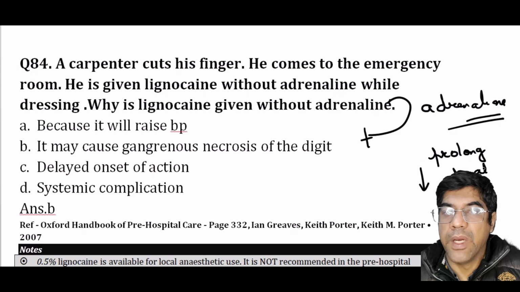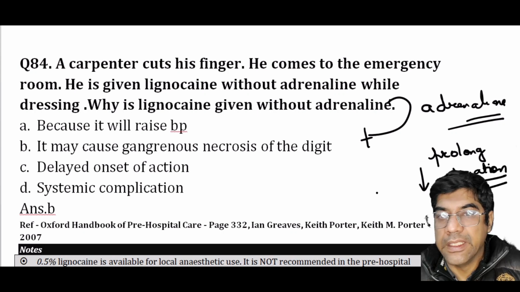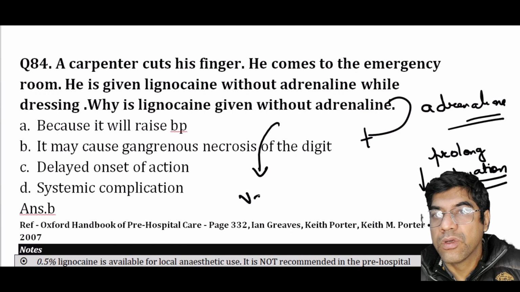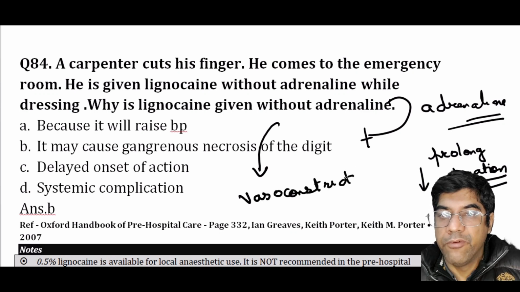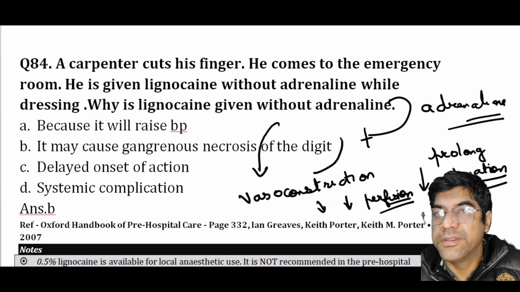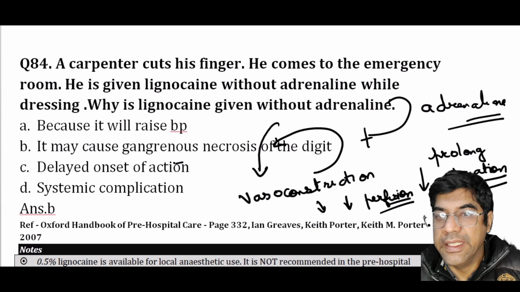By reducing the blood flow at the site of injury. So while lignocaine with adrenaline is commonly used, injecting it into the digits like the fingers can lead to vasoconstriction. That would result in a reduced perfusion and cause gangrenous necrosis of the digit.